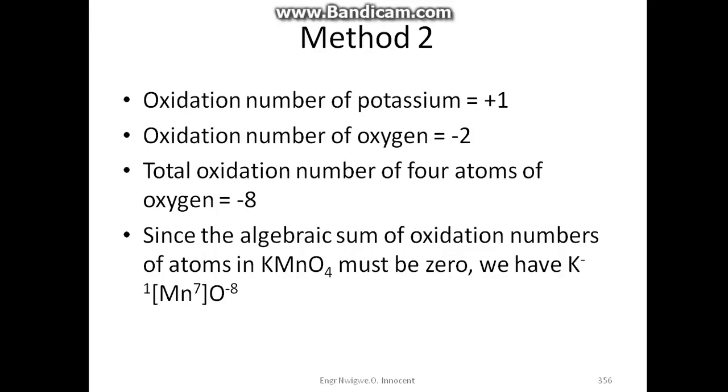1 (potassium having 1 positive valency) plus manganese having 7 positive valence in bracket, and the oxygen having 8 negative valence. Hence, manganese is now equal to 7 positive valence.